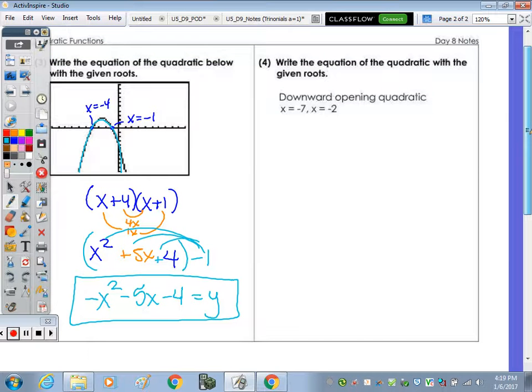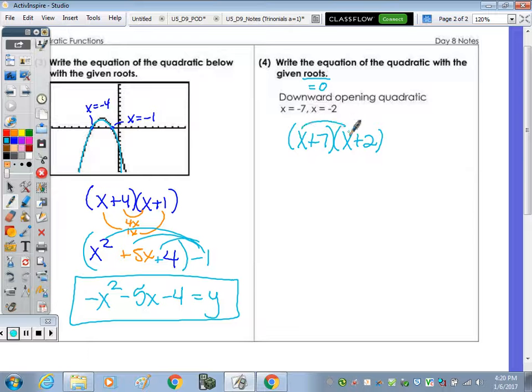Last one, number 4, write the equation of a quadratic with the given roots. So given roots means it's going to be equal to 0. It's downward opening and the roots are given. So if it was x equals negative 7, the factor is x plus 7. X equals negative 2, the factor is x plus 2.